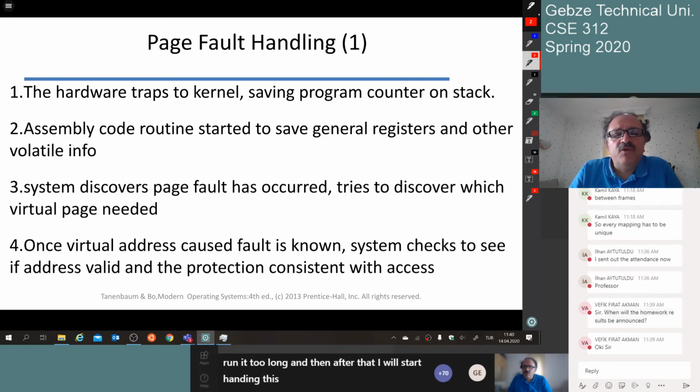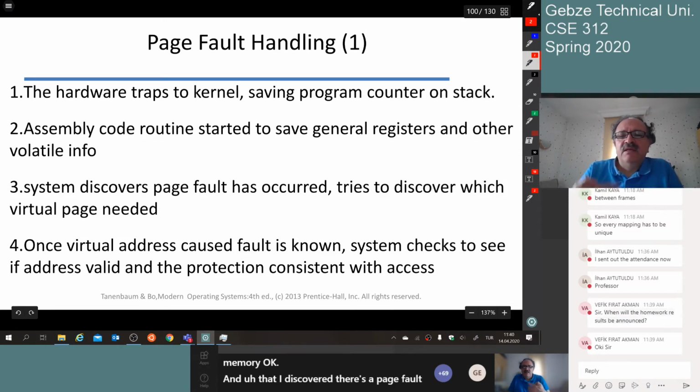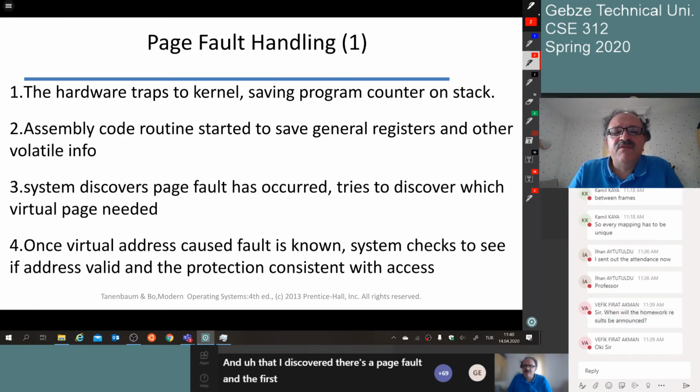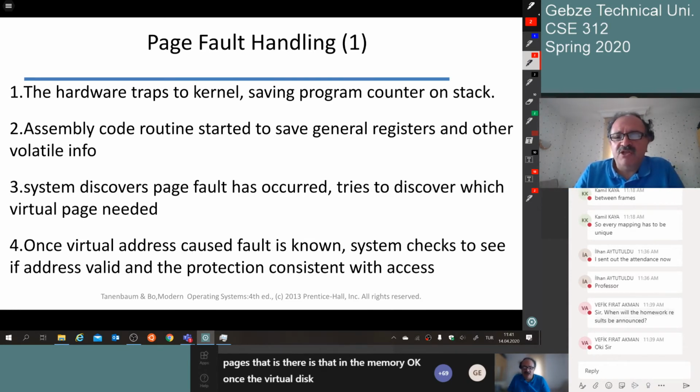Page fault means that I am trying to access some memory location and that memory location is not in the memory. Then I discover there is a page fault, and the first thing to discover is which page is causing this page fault. That's an important thing. I am trying to understand what page is needed, and obviously that page is not in the memory. Once the virtual address that caused this fault is known, I know the page number now.